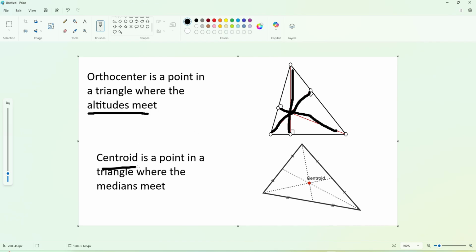Next up, we have a centroid. It's a point in a triangle where the medians meet. This is our centroid and these are our different medians.